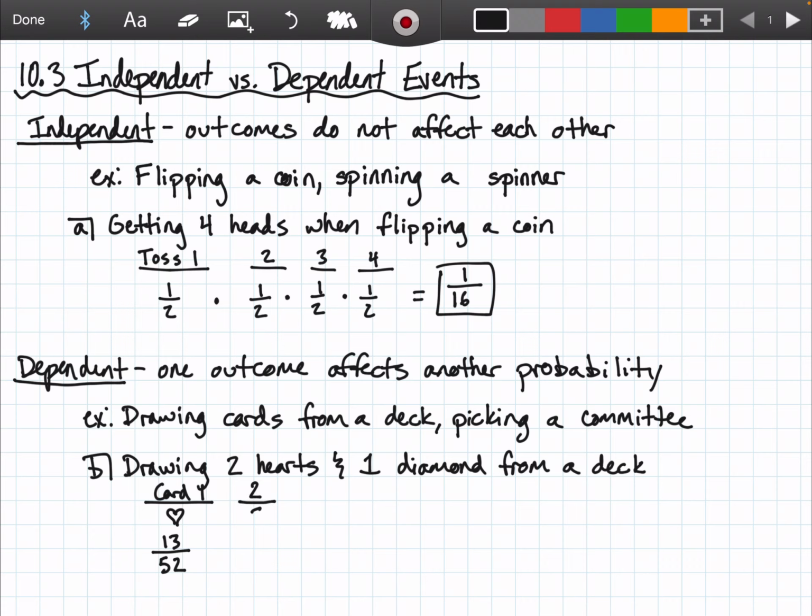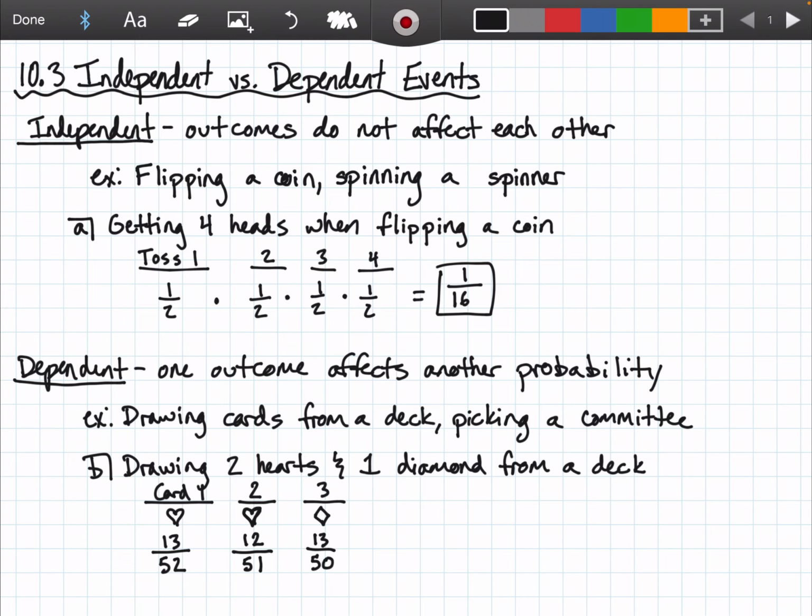Well, my second card, assuming that I drew a heart the first time, I don't put it back, so that means there are only 12 hearts now, and that also means there are only 51 cards in the deck. So you see how that probability changed based on what happened before it. That's what makes this a dependent event. For the third card as a diamond, there are 13 diamonds, but because I drew cards, there are only 50 cards in the deck.